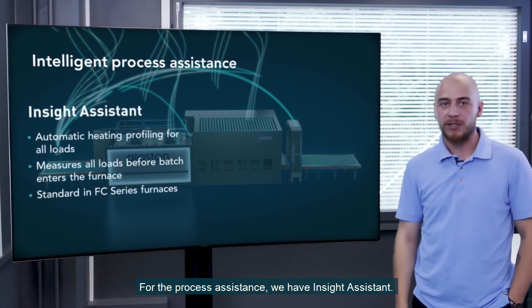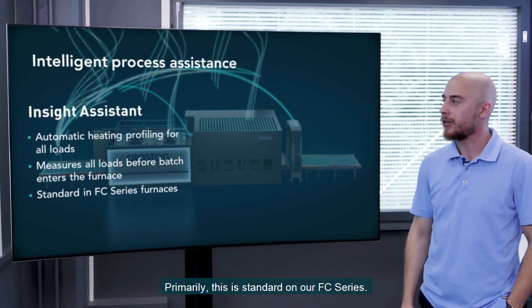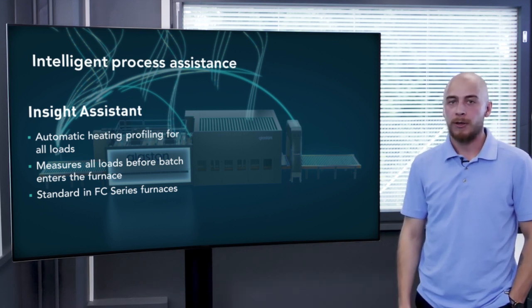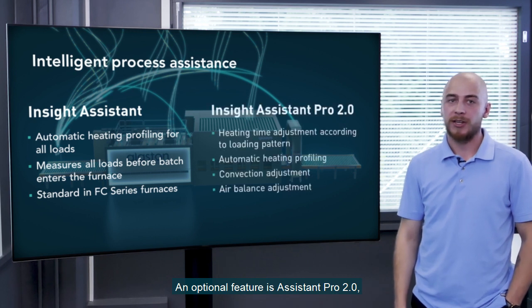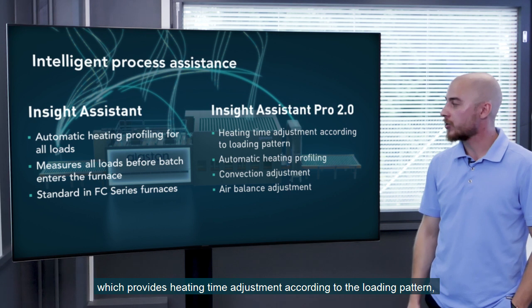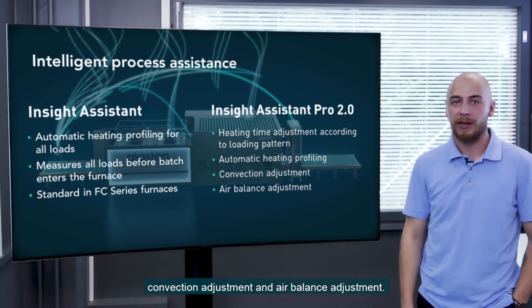For the process assistance, we have Insight Assistant, primarily, which is standard in our FC series, which creates automatic heat profiling for all the loads. An optional feature is Assistant Pro 2.0, which gives heating time adjustment according to the loading pattern, convection adjustment, and air balance adjustment.